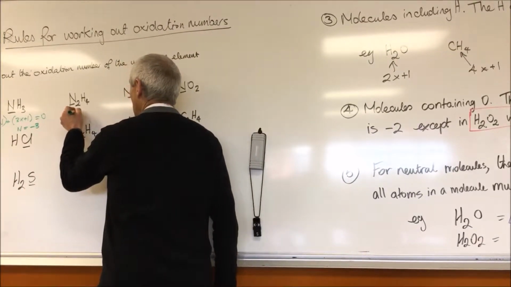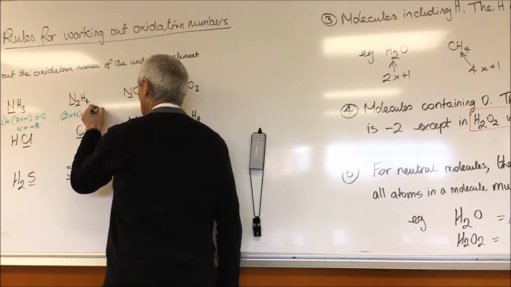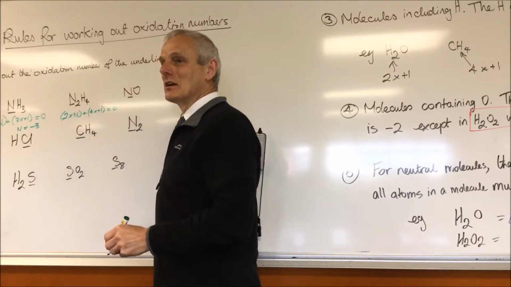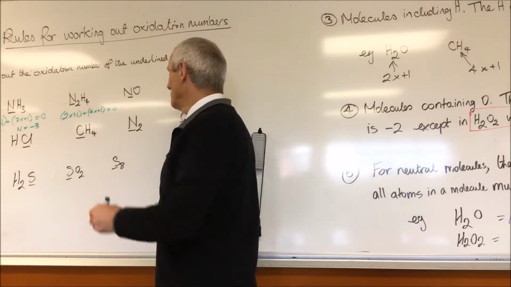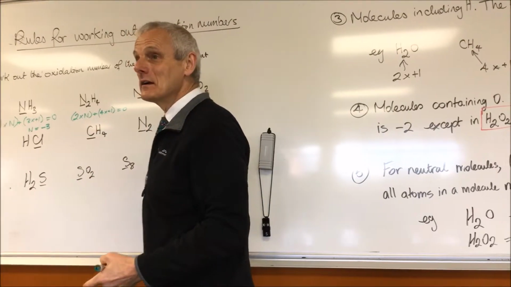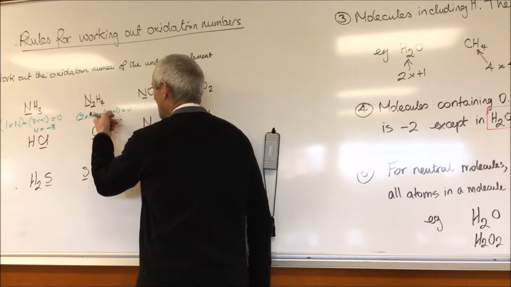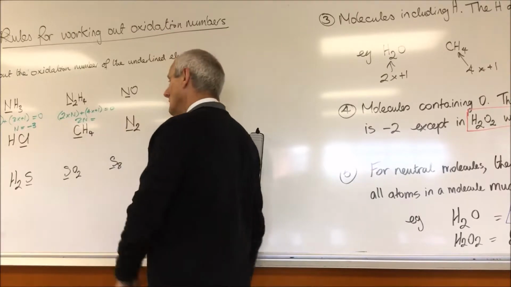2 times n plus 4 times plus 1 equals 0. I'm just showing you how it works out. Okay? Which means that 2n is minus 4. 2n equals 4 times plus 1. So you put it onto this.